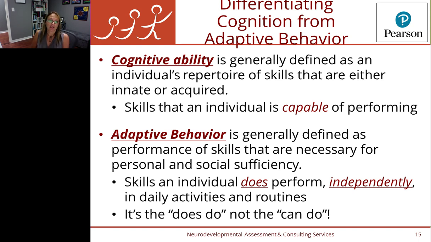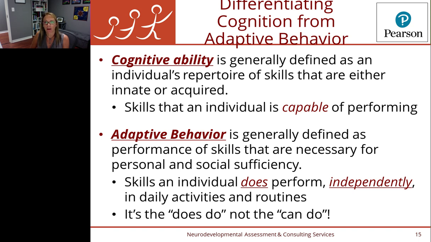So now that we have identified the cognitive profile, we now want to identify the adaptive behavior profile. And to differentiate these constructs, think of cognition as one's repertoire of optimal skills, right? What a person is capable of performing, or their abilities. Adaptive behavior is how you take the skills that you have in your repertoire and you apply them to daily contexts and routines with complete independence.